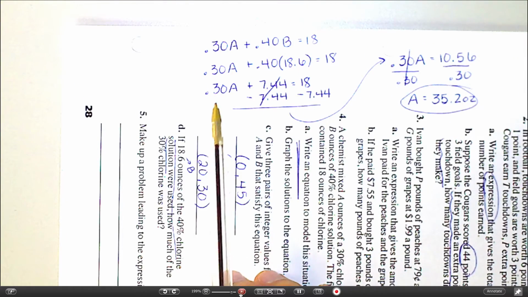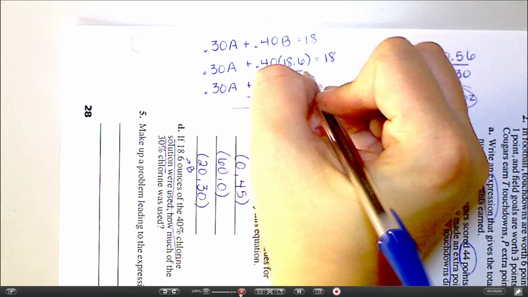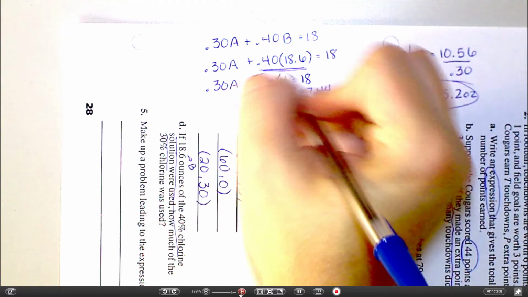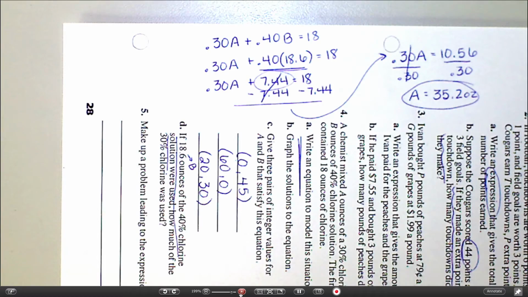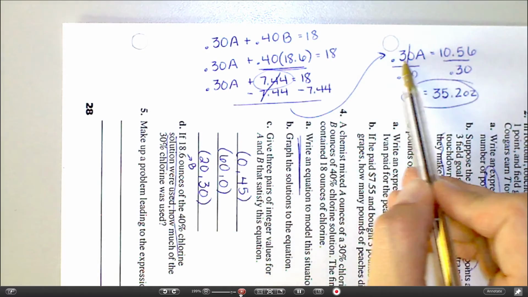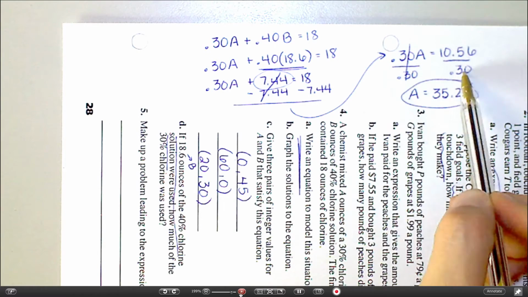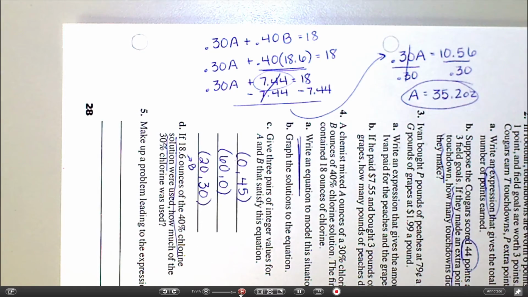I like that. So 0.30A, here when I do the 0.40 times 18.6, I get 7.44. Subtract 7.44 from each side. I end up with 0.30A equals 10.56. Divide by 0.3, and I end up with A is 35.2.